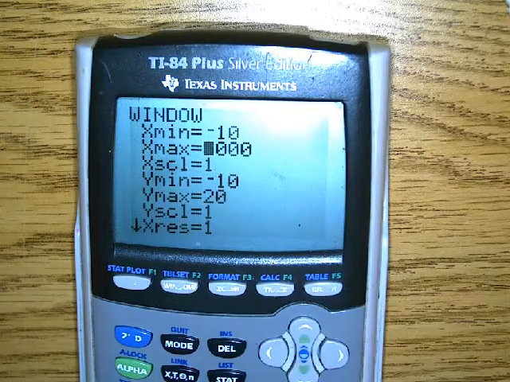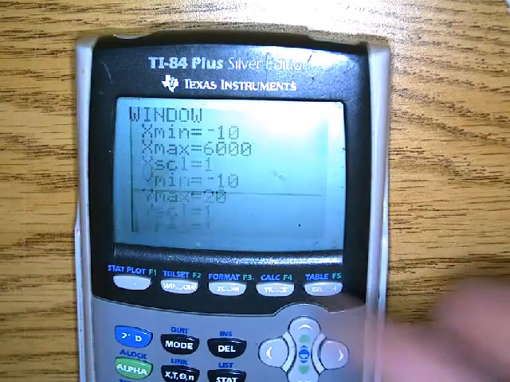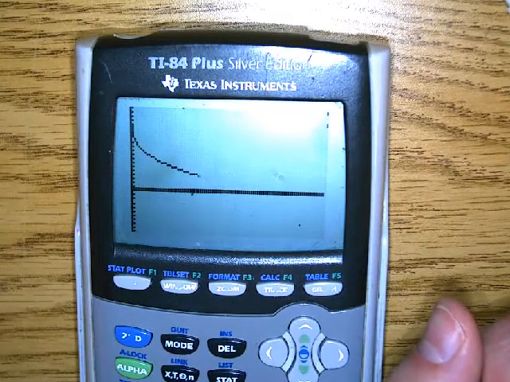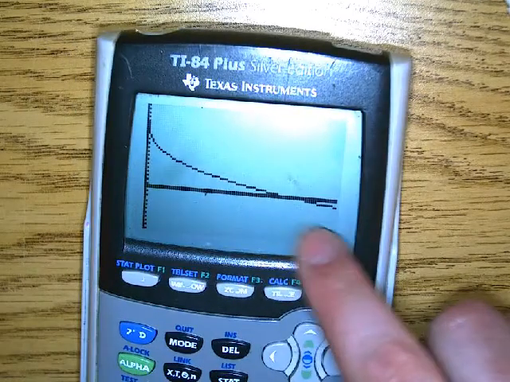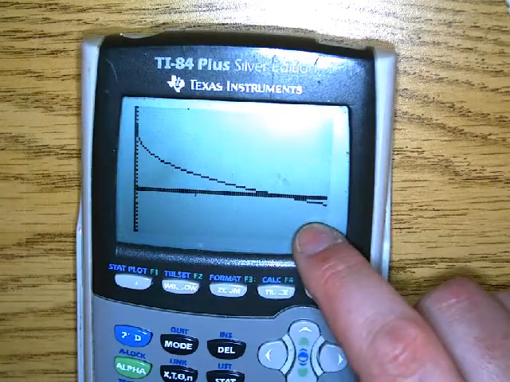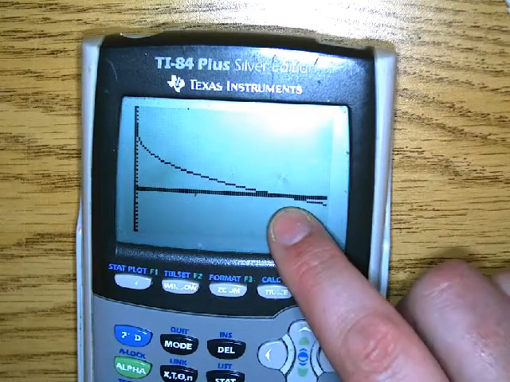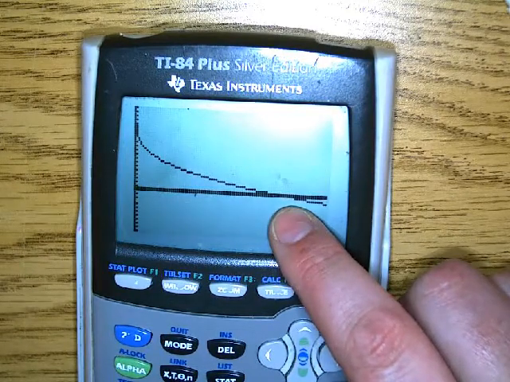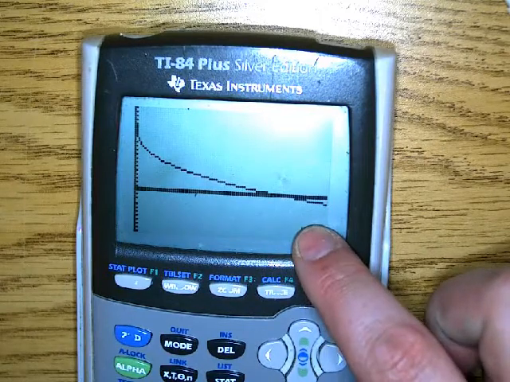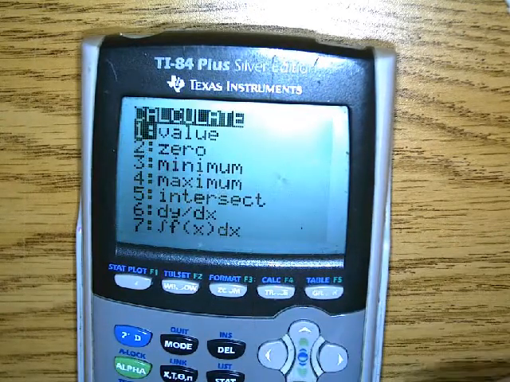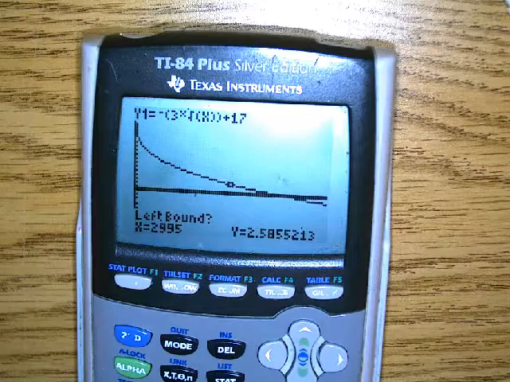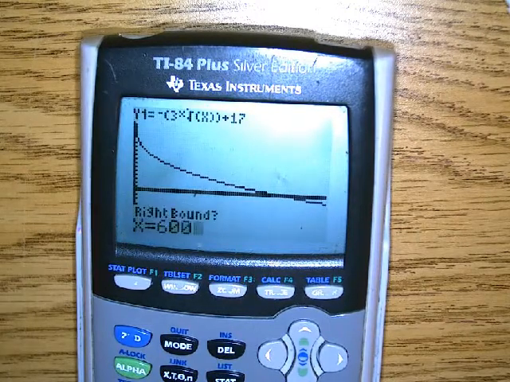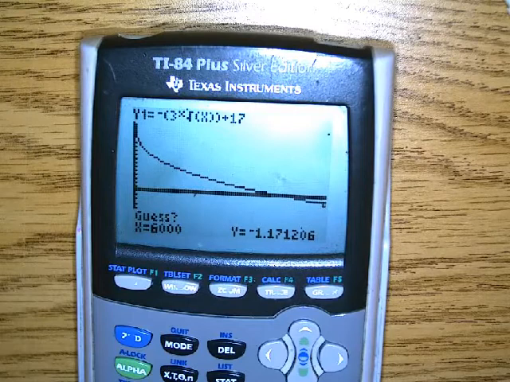I'm going to do a little bit more. I'm going to do 6,000. And now we can actually see that it went through. You guys see how the curve went through the y-axis? So now I can actually find my x-intercept. So I'm going to say second trace option number 2 and I'm going to say, hey graph, I want you to look for the x-intercept, and the x-intercept is between 0 and 6,000. Somewhere between 0 and 6,000, it's there.